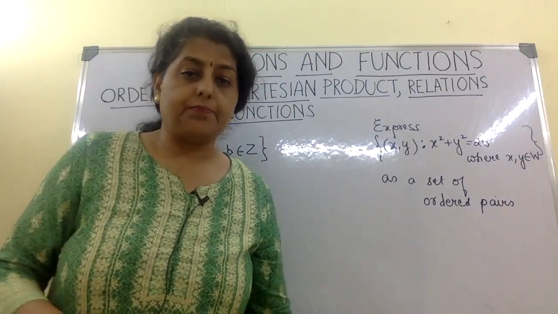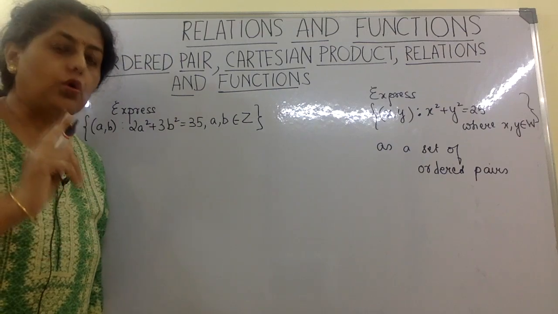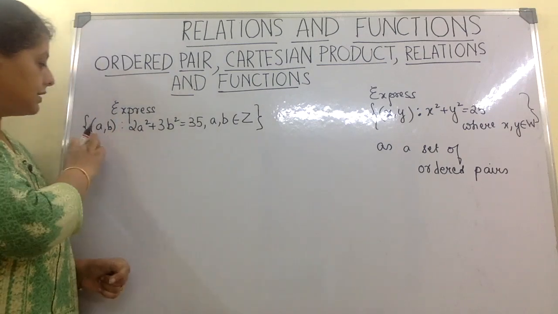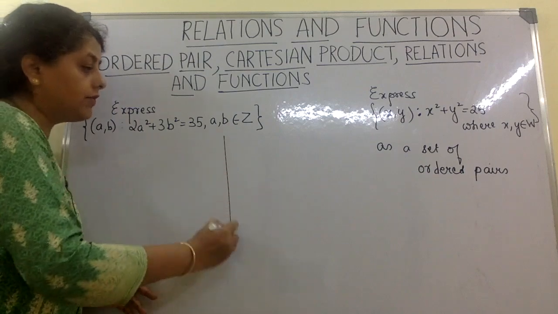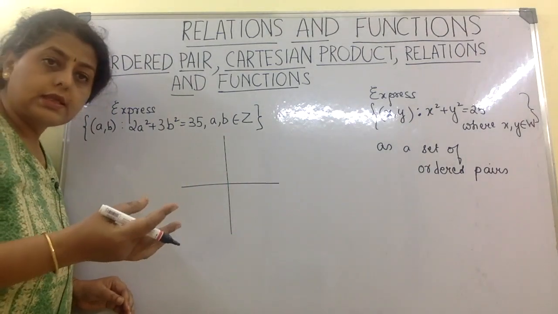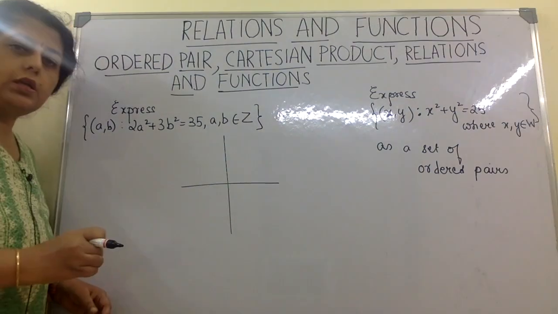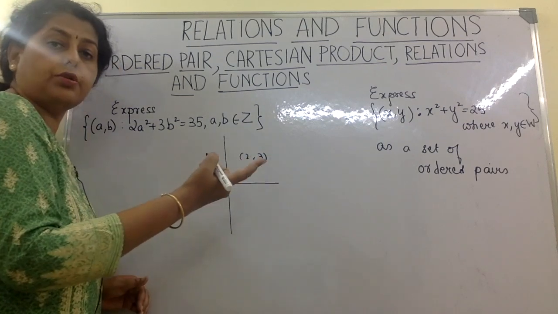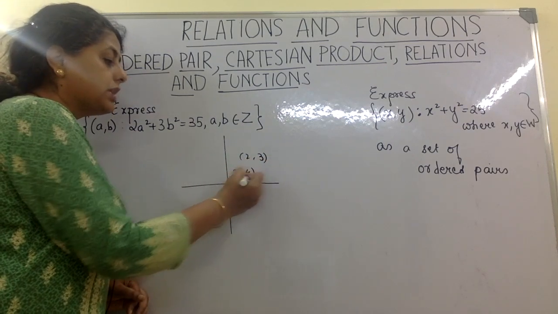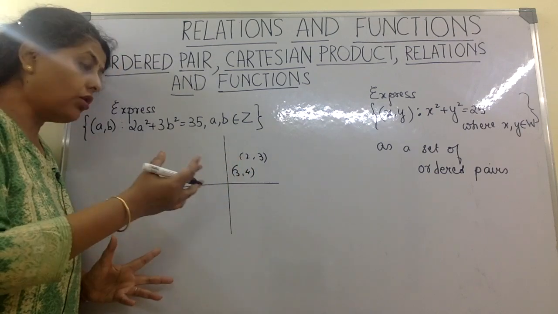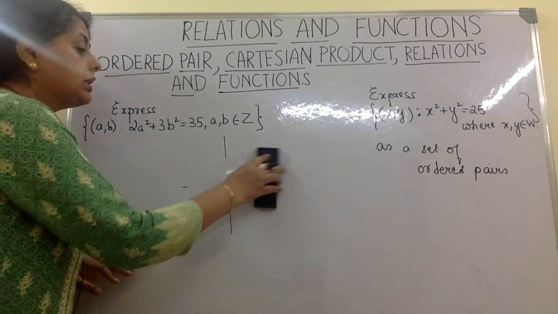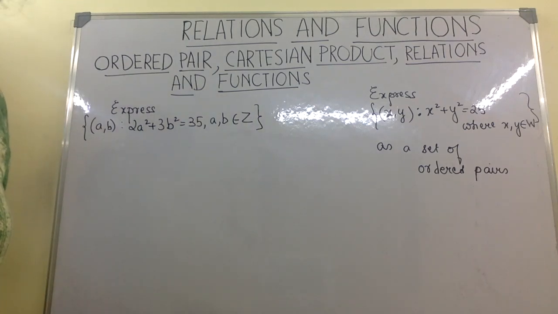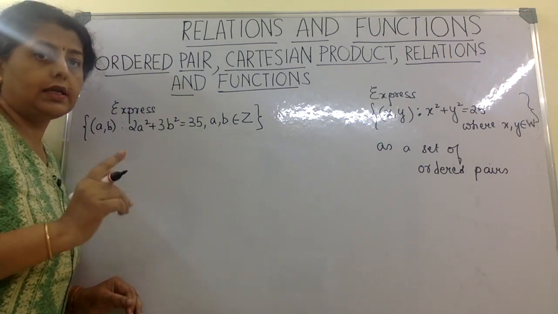What is an ordered pair? An ordered pair is just two numbers or two elements written like this. Even in coordinates, we have 2, 3, that is an ordered pair, or 3, 4, that is also an ordered pair. Okay, so these are all ordered pairs. Now in an ordered pair, the order matters. The order of the elements is very much important in ordered pairs.